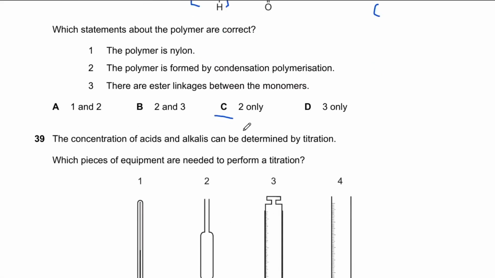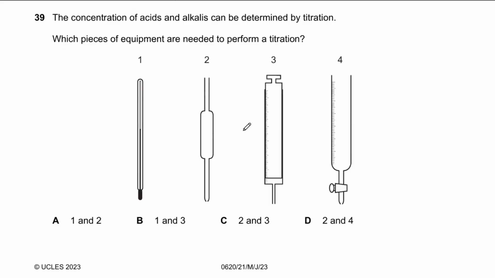Question 39. The concentration of acid and alkali can be determined by titration. Which pieces of equipment are needed to perform a titration? So here in titration, you need a burette and you need a pipette. So the correct option is D, 2 and 4. So we don't need the gas syringe and we don't need this.